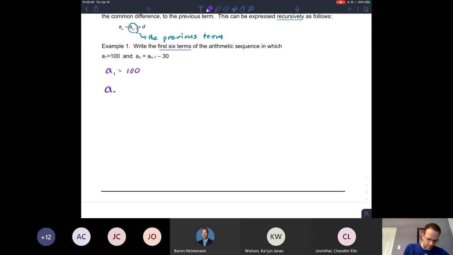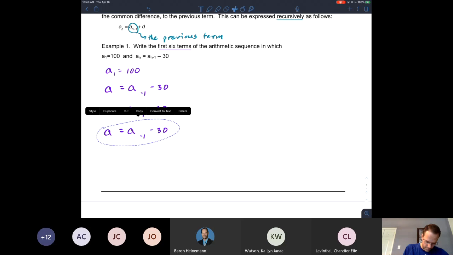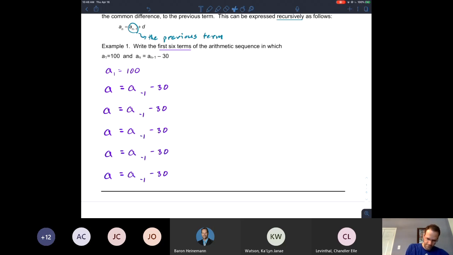All right. And A sub 2, actually, I'm going to write this. I'm going to do this the way I did it in the video. This is the same formula every time, so just to save some time, I'm going to copy and paste. That would be the 3rd, 4th, 5th, and 6th. All right, so A sub 2 would be A sub 2 minus 1, minus 30, A sub 3 would be A sub 3 minus 1, minus 30, A sub 4.